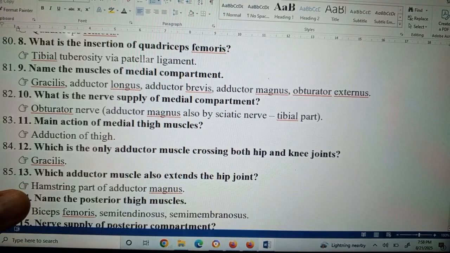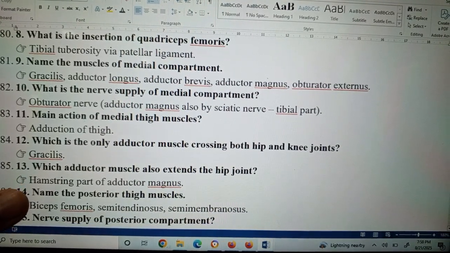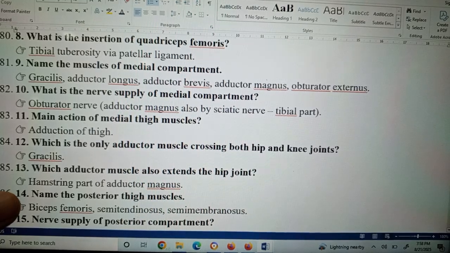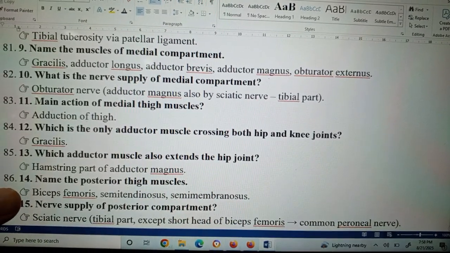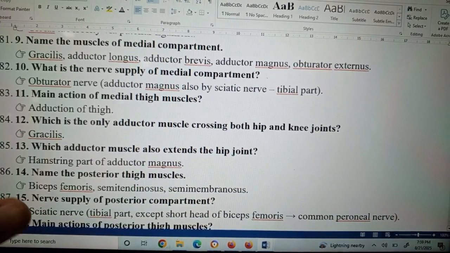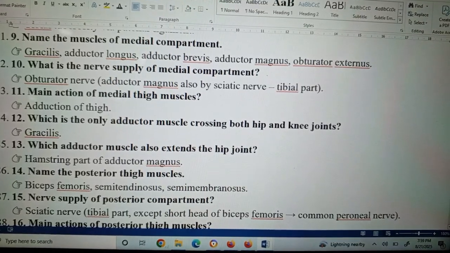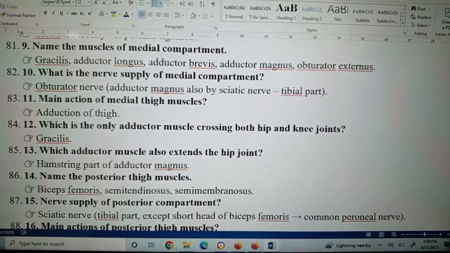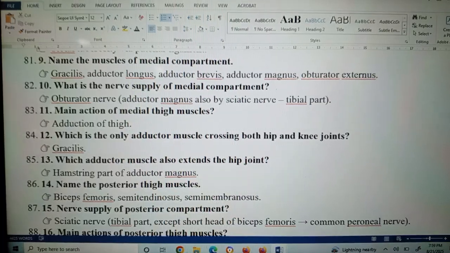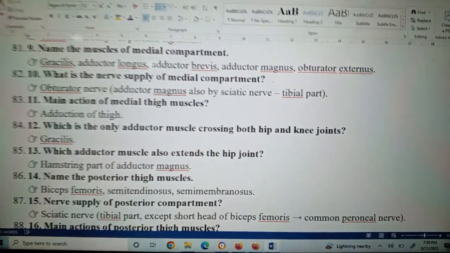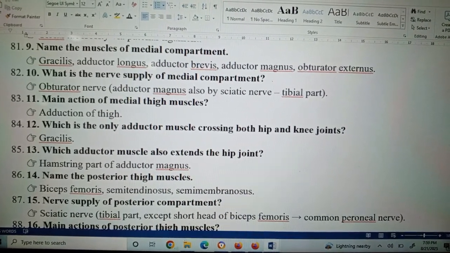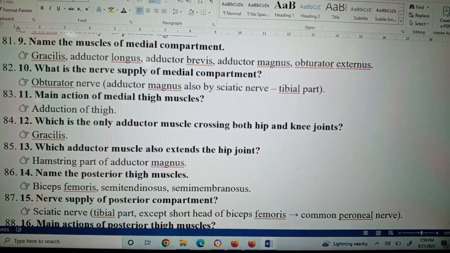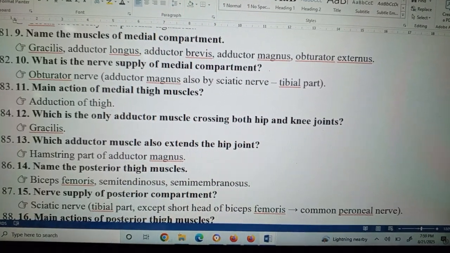Obturator nerve, except the adductor magnus, which is supplied by the sciatic nerve. And which part of the sciatic nerve? Tibial part. The main action of the medial thigh muscles is adduction of the thigh, because they are present on the medial side. Use your common sense: those muscles which are present on the medial side are going to adduct the thigh. They are not going to abduct it.